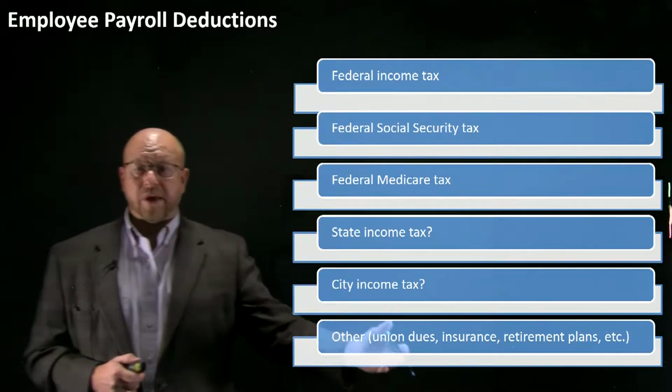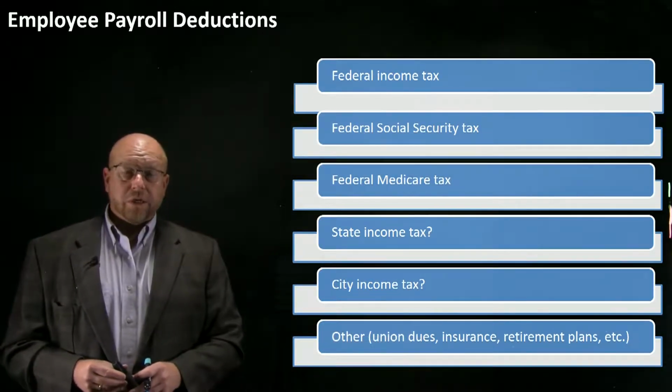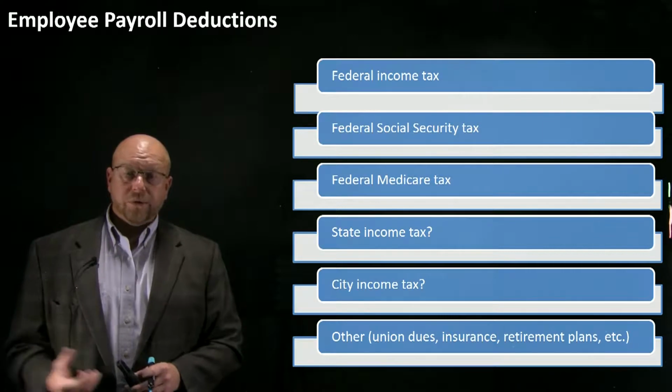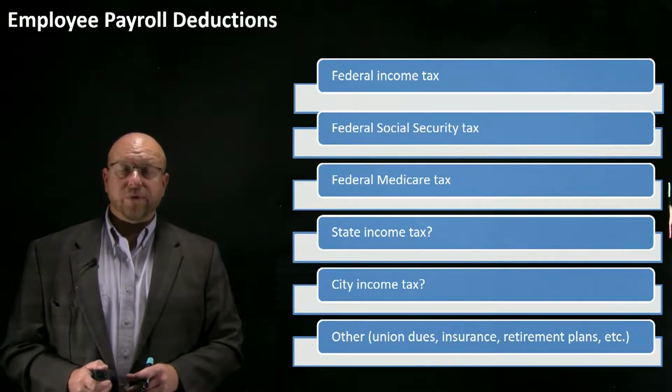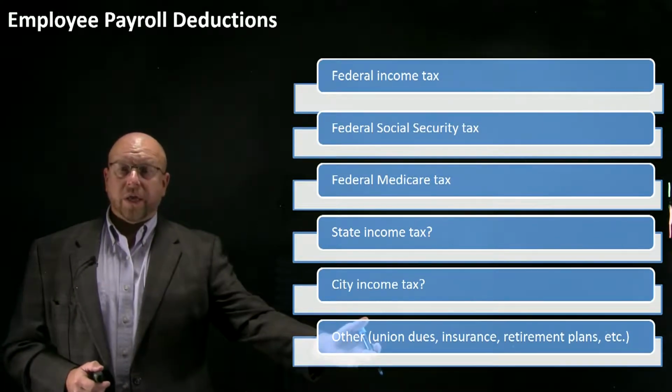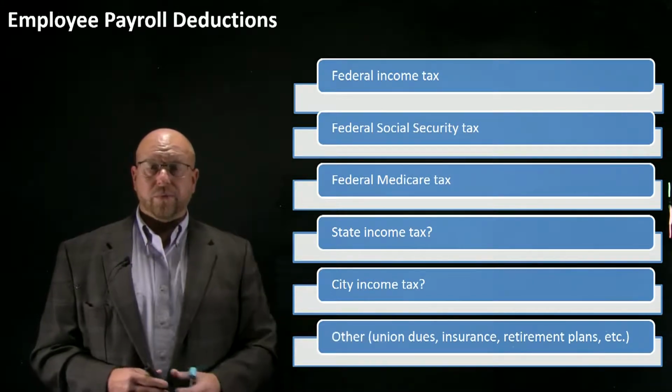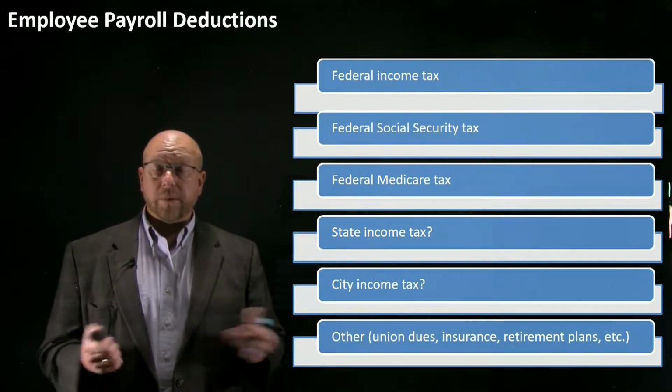And there may be other deductions that come out of an employee's paycheck. A lot of times these are voluntary, like insurance or retirement plans or union dues. And these are just a few examples. You could give to the United Way or another charity and your employer withholds that from your paycheck.